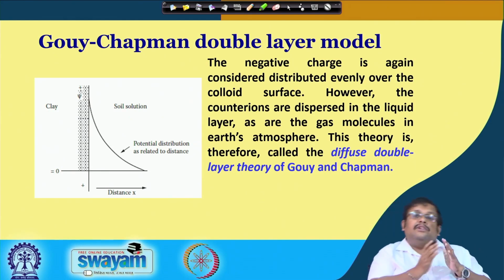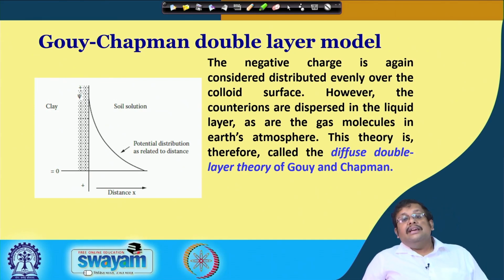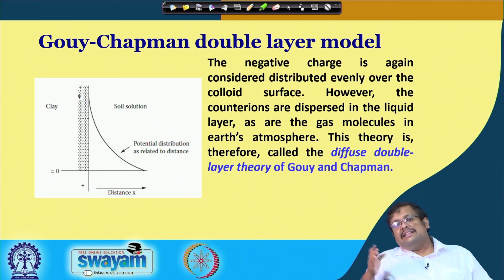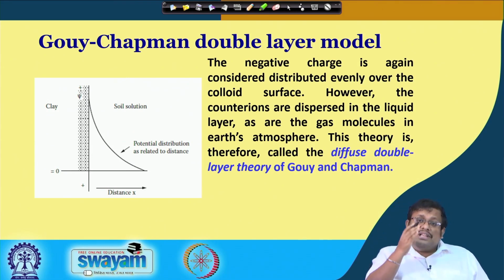So, what is the difference between the Helmholtz double layer and the Gouy double layer? In the Helmholtz double layer, they assume that the positive counter ions are arranged in a plane parallel to the clay surface at a distance x. However, Gouy-Chapman is saying that no, these positive counter ions are diffused into the bulk solution with increasing distance. So, that is why it is somewhat different from the Helmholtz double layer.